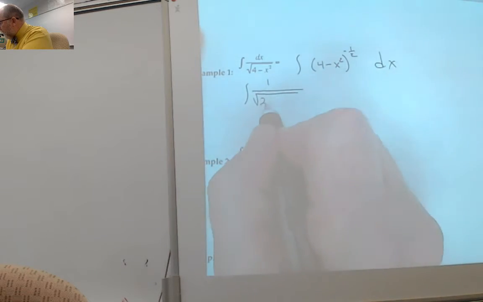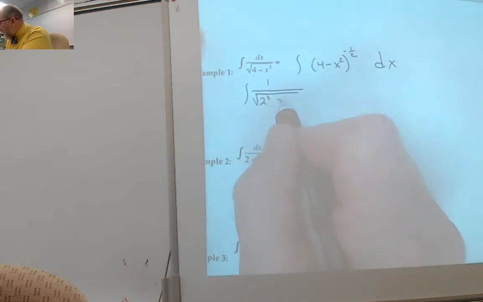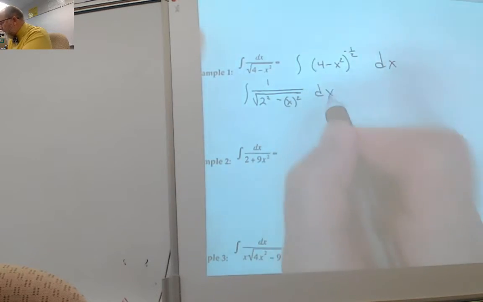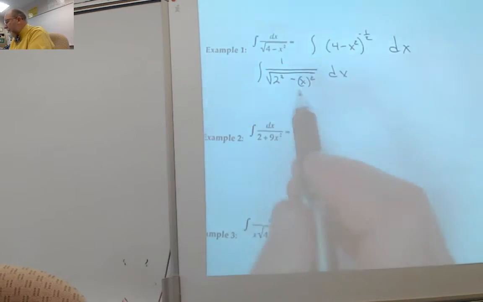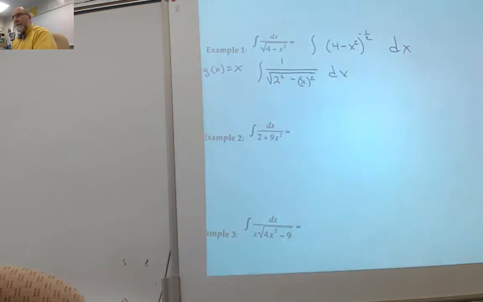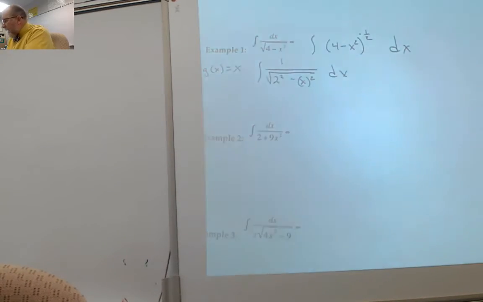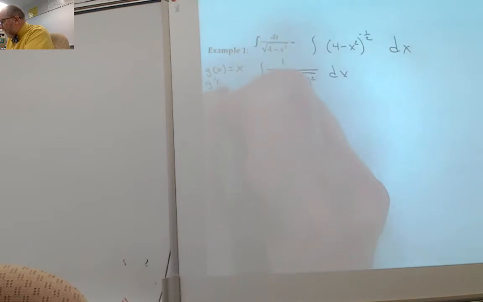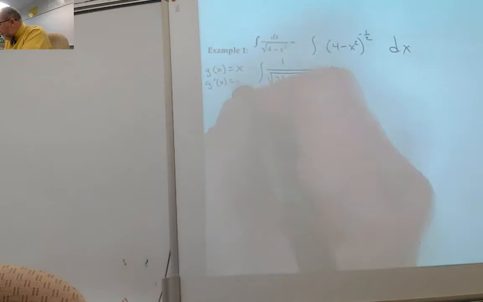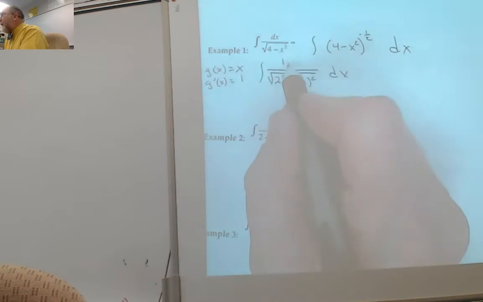I'm going to write the integral of 1 over the square root of 2 squared minus x squared dx. And I've created parentheses here. In other words, I'm saying g of x, my function, is x. And the derivative of that would be what? 1. Notice it's here, isn't it?